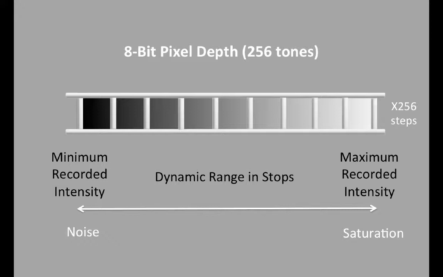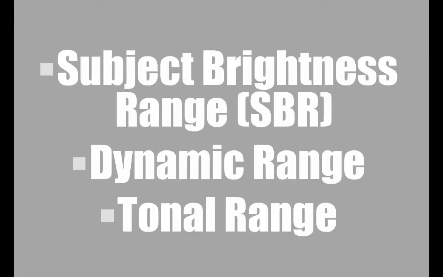So dynamic range is that minimum and maximum recording capacity, and tonal range is the amount of variation of shades between those 2 points. The dynamic range is an inherent quality of the sensor or camera that you're using, and the tonal range can be controlled by the bit depth that you apply. So let's just take a breath and then let's just reanalyze these 3 concepts that we've just discussed. So subject brightness range, dynamic range, and tonal range. There's 3 elements that we've just explored in this short lecture.